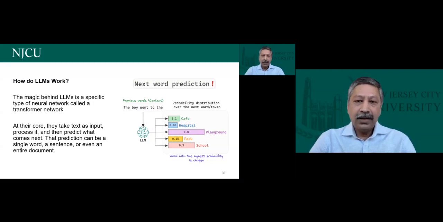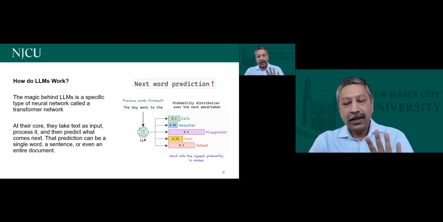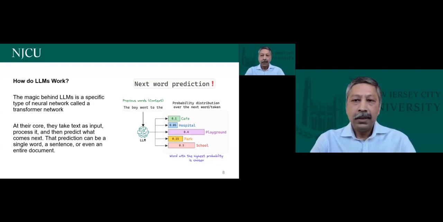So how do these LLMs work? What they do at a very fundamental level is they predict the next word in a sentence. They are taking some text as input, then they're processing it, and they're predicting what comes next. The prediction could be a single word, it could be a sentence, it could be an entire document, it could be an entire book. Like you've seen when you put something into ChatGPT, you get a large amount of output, right? So how do they produce that output?